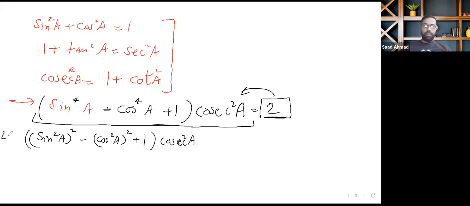I have the left hand side. That equals... Now, if you know a squared minus b squared... Oh yes, I wrote the sine to the power 4 as sine squared, squared, and cos to the power 4 as cos squared, squared.